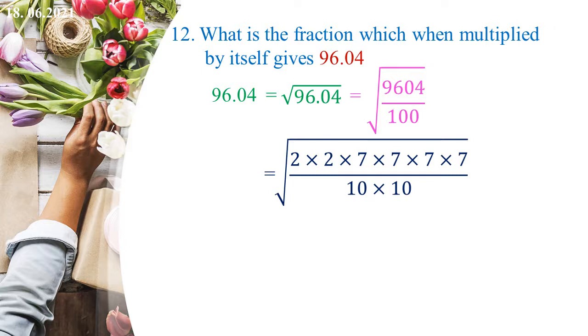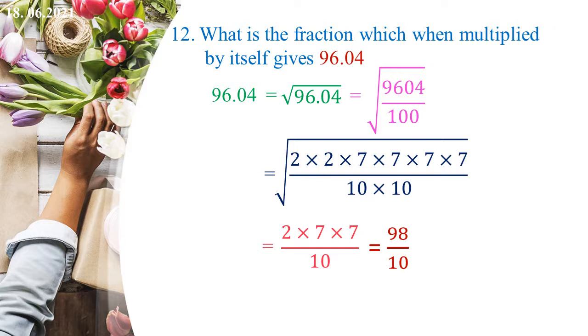So, the square root of the factors of 9604 are 2 into 2 into 7 into 7 into 7 into 7 by the factors of 100 are 10 into 10. While taking the square root, choose one factor from each pair. So, 2 into 7 into 7 by 10. Then multiply together. We will get 98 by 10.